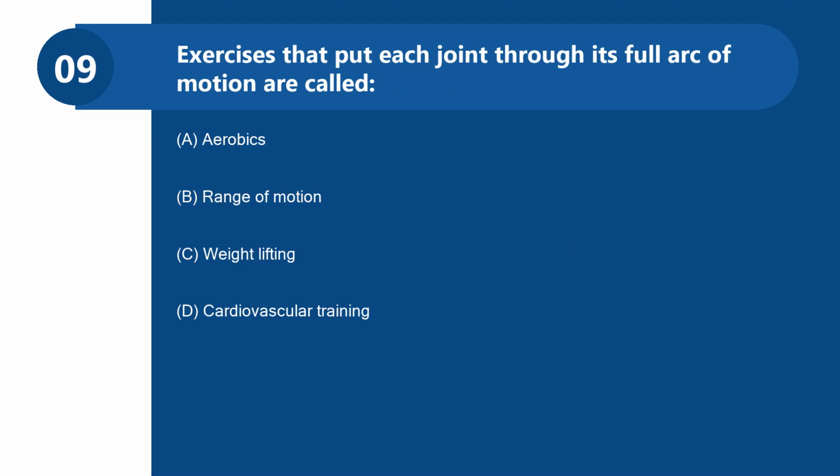Question 9. Exercises that put each joint through its full arc of motion are called: Option A. Aerobics. Option B. Range of motion. Option C. Weightlifting. Option D. Cardiovascular training. The correct answer is option B. Range of motion.